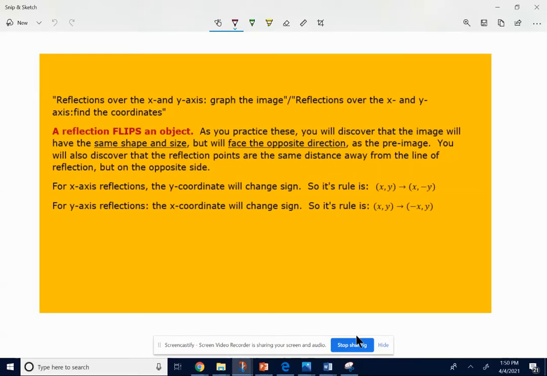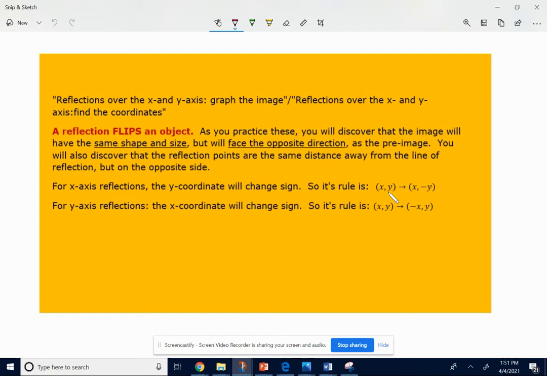Okay, this video is to help you get started on the reflections over the X and Y axis, graphing the image, and possibly reflections over the X and Y axis, finding the coordinates on IXL. Okay, translations we did last, those were slides. A reflection is a flip.